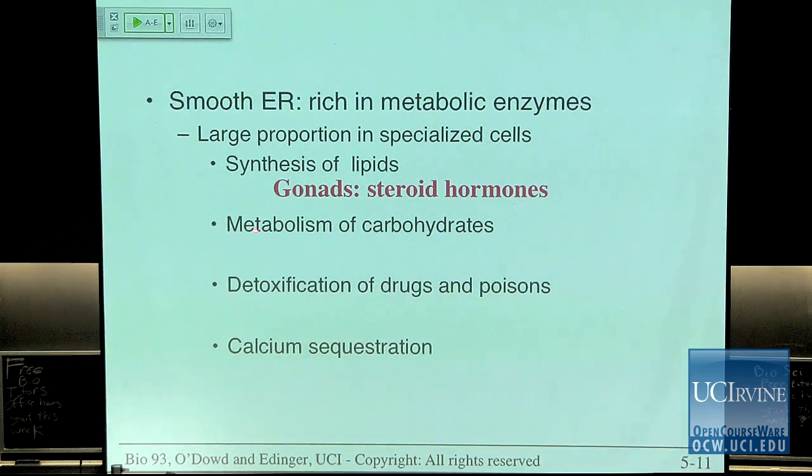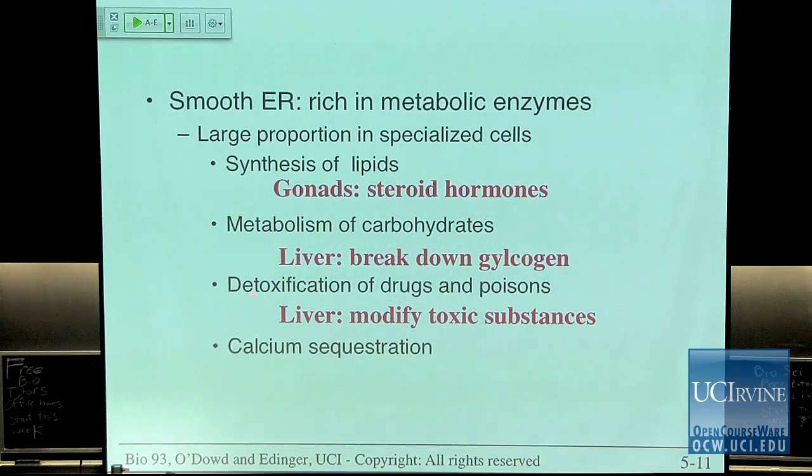Okay, also cells that are involved in metabolism of carbohydrates. For example, liver cells are important in breaking down glycogen into glucose and regulating blood sugar levels, and so there's quite a bit of smooth ER in the liver. Liver cells are also important for detoxification of drugs and poisons. They modify toxic substances, often by adding functional groups that we'll talk about in the next unit, that make the substances more soluble in water, so they're more easily flushed out of the system.